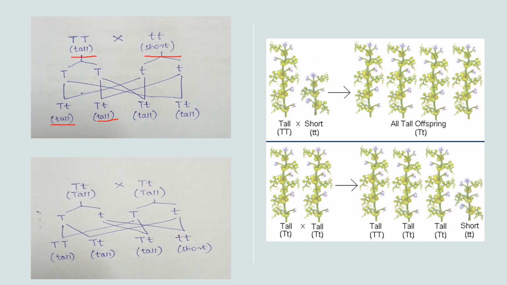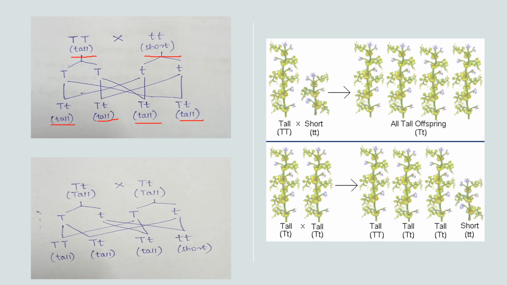In a similar way, capital T of the tall plant combined with the small t of the short plant, resulting in a tall plant with a genotype of capital T and small t. In the same way, the capital T of the tall plant was combined with the small t of the short plant, resulting in a tall plant. This was the first experiment conducted by Mendel.